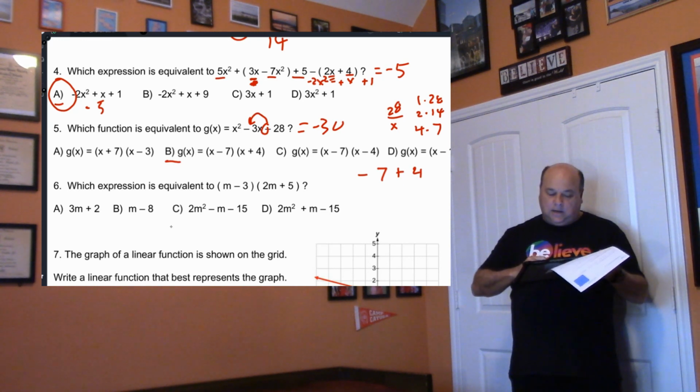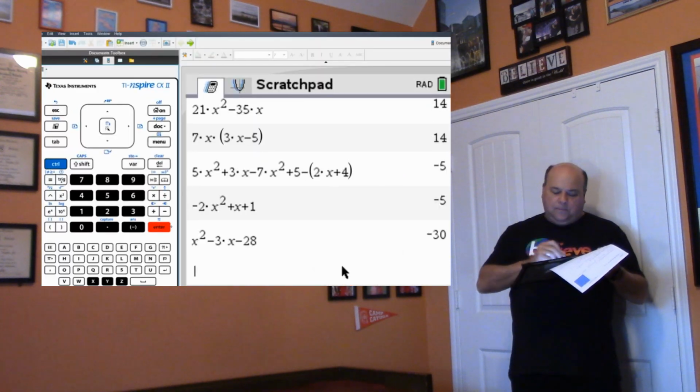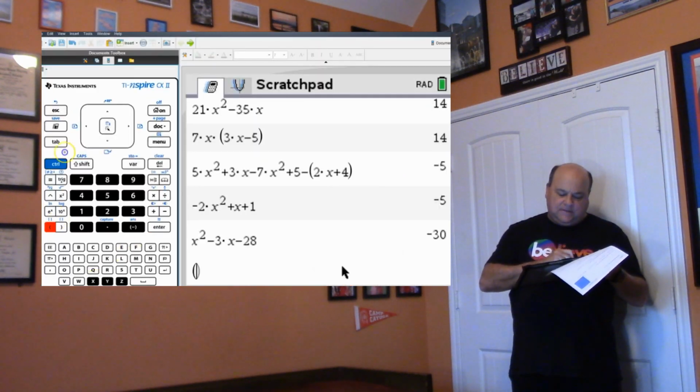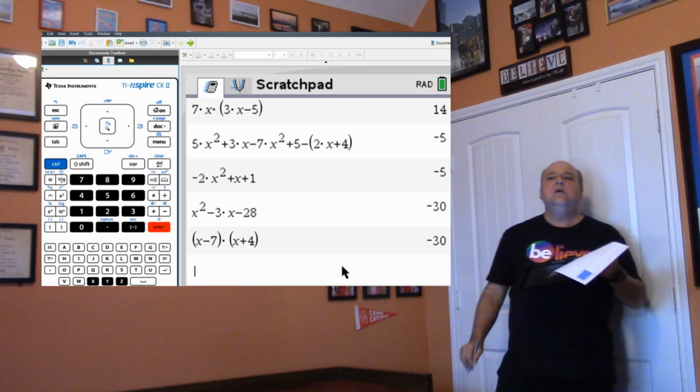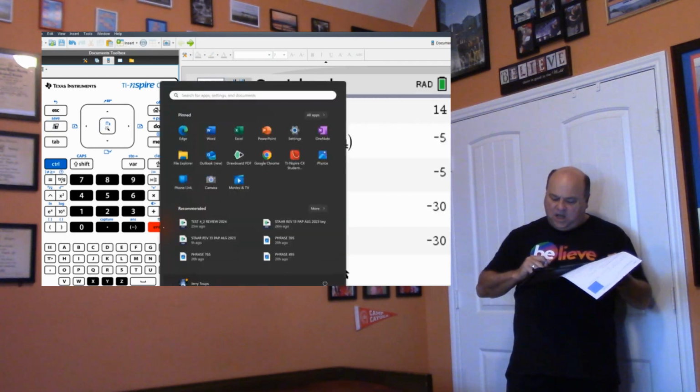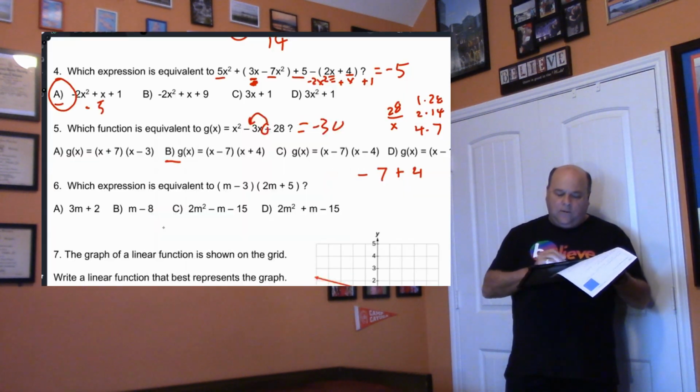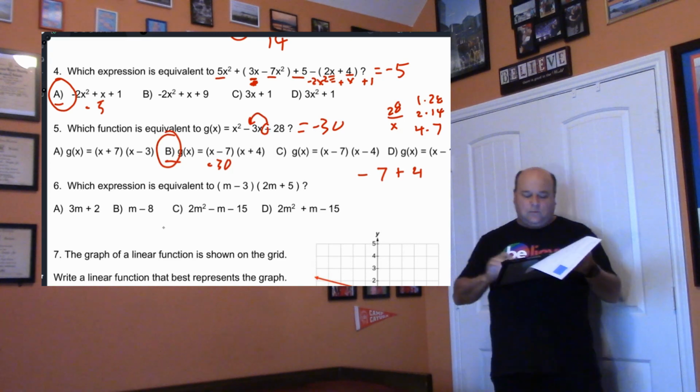So let's go to the calculator. And then parentheses, x minus 7, close parentheses, times, parentheses, x plus 4, close parentheses, enter, negative 30. Wow, fun. So we're going to go to your paper. This one was negative 30. It was the right answer. Just type them in. You're going to get the right answer.